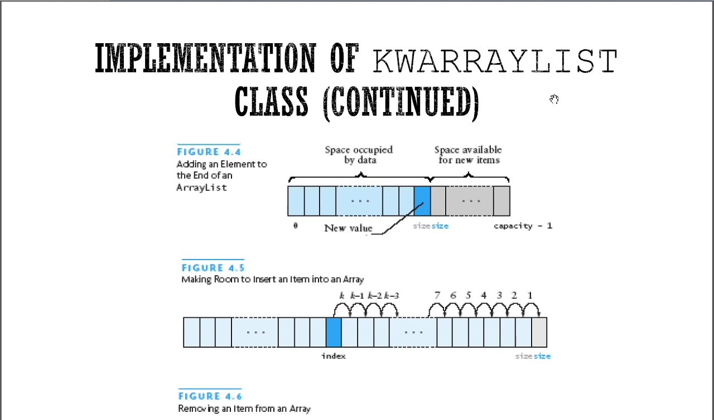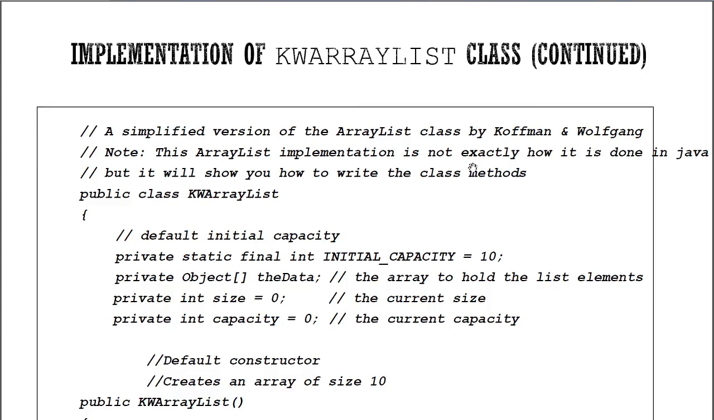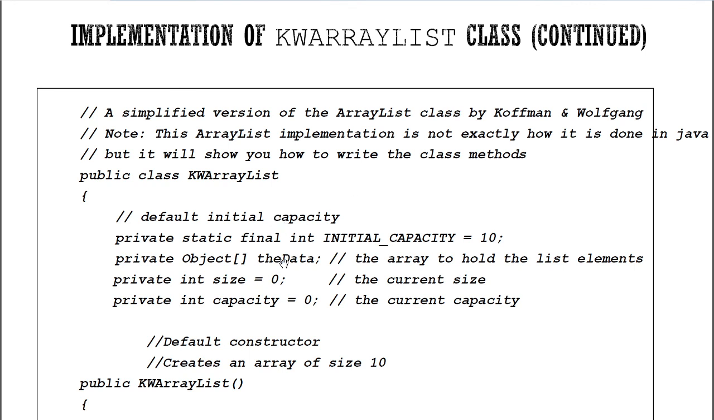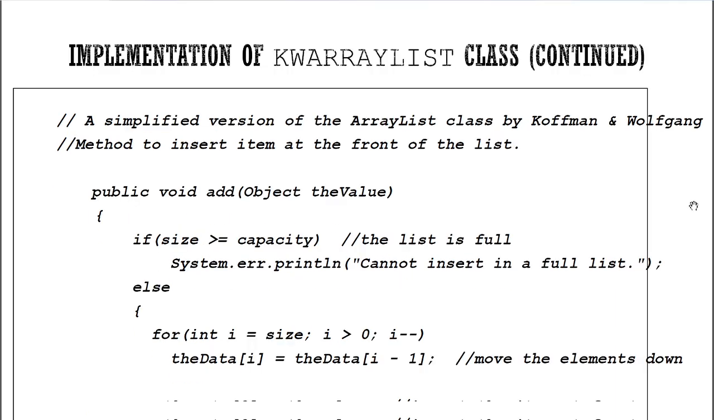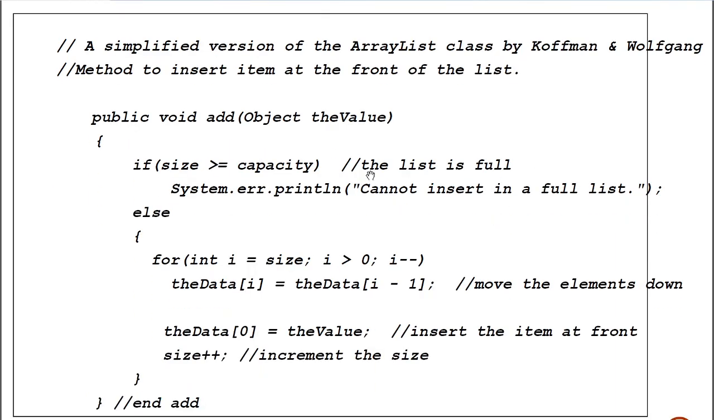But in case you want to develop your own, you have to understand the concept. This is one example. You have to declare the class for your array. Then in this example, if you want to add a method for adding an object, you have to understand how it is going to move the elements down when you insert new data.